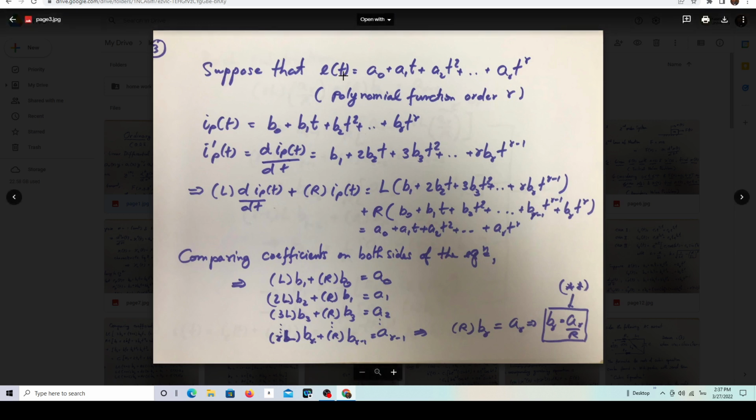The right hand side is e^t, which has to be a0 plus a1 t and so on. As you can see, you can do a coefficient comparison. This one is the zero order of t. This one is the first term of the polynomial function, the linear term, corresponding to t. This is a quadratic term. You can have a cubic term, quartic term, quintic term, up to the r term here. This one we're comparing coefficients on both sides of the equation.